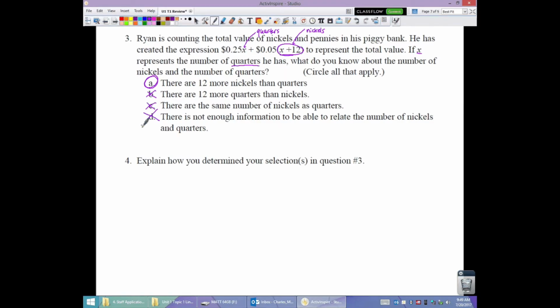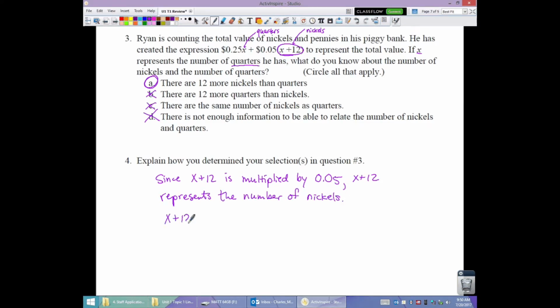And we can explain this kind of like we did with the first review. We would say, since X plus 12 is multiplied by 0.05, we know X plus 12 is the number of nickels. And since it's adding 12 to the X, that's larger than the X's.